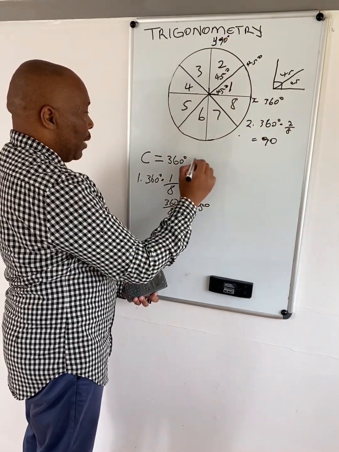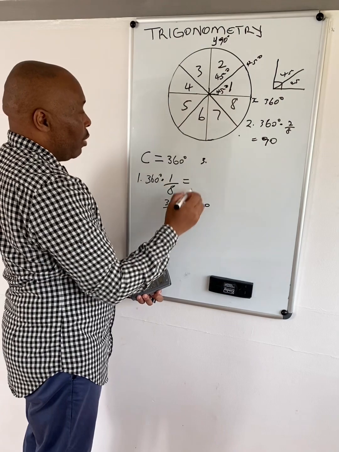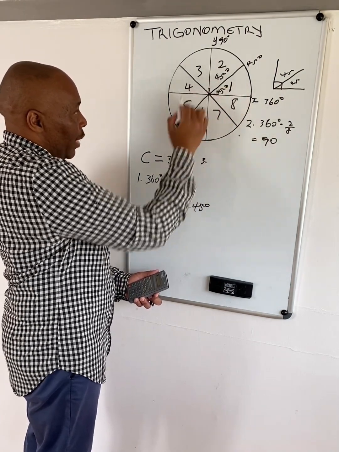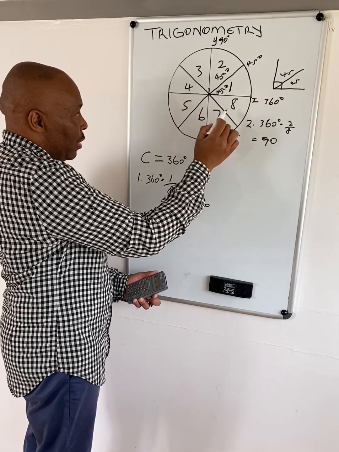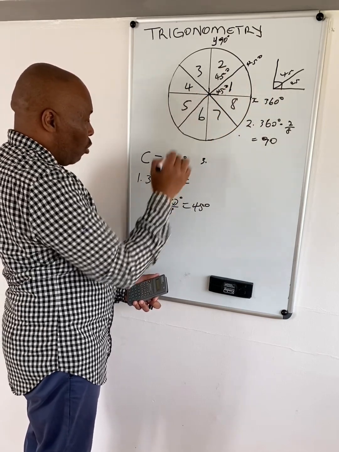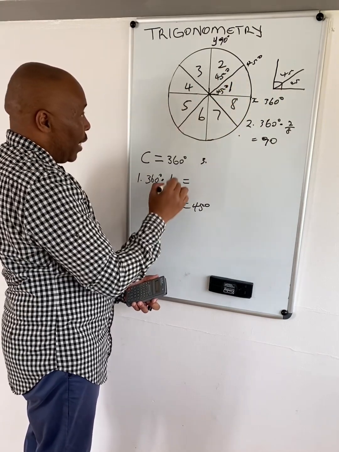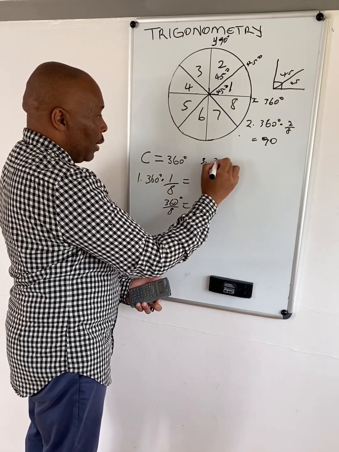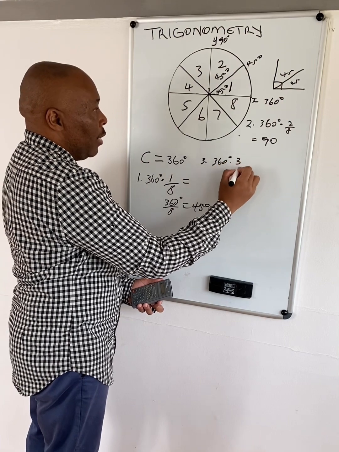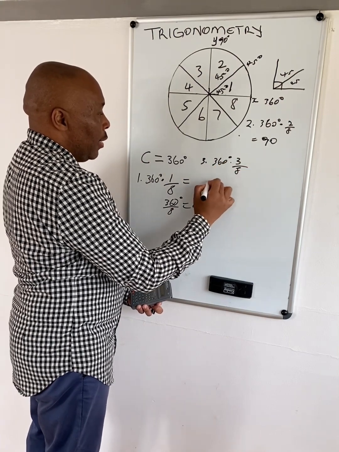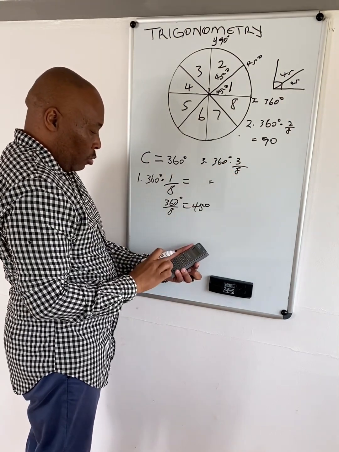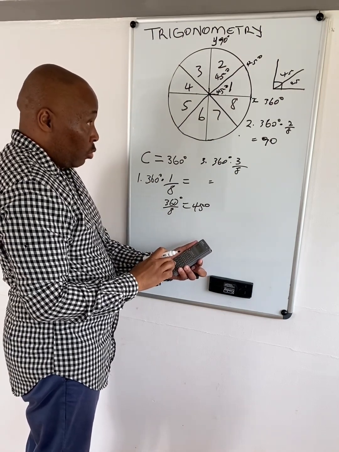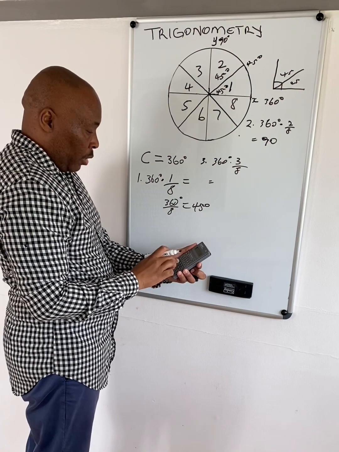Now let's do number 3, which is part 3 of the 8. We've got 8 parts in total, but 1 of 8, 2 of 8, 3 of 8. We're doing the third one of 8. 360 degrees times 3 over 8. You can use your own calculator, 360 times 3 divided by 8.